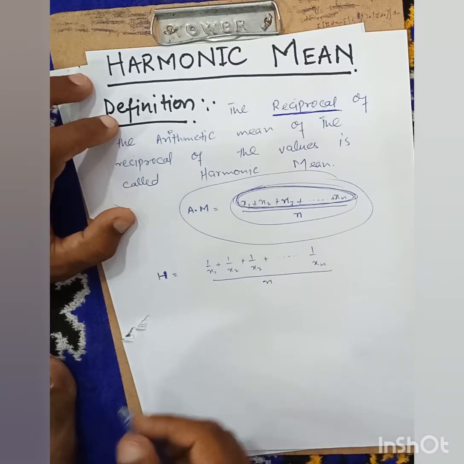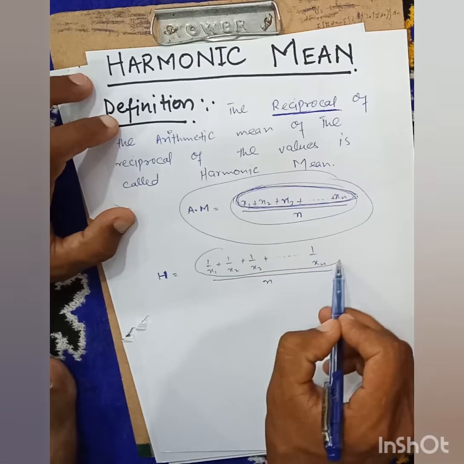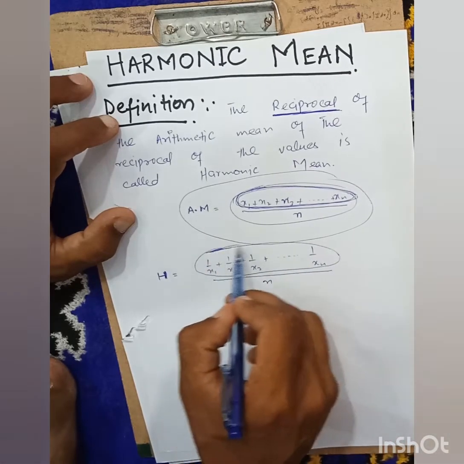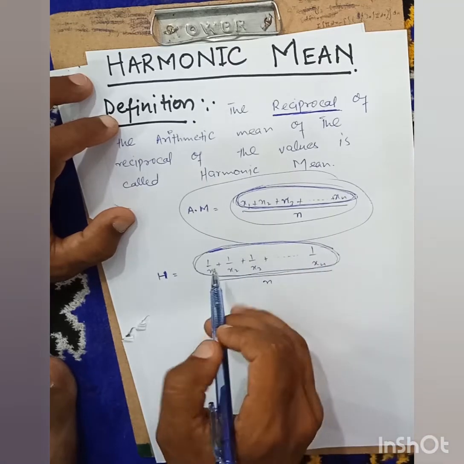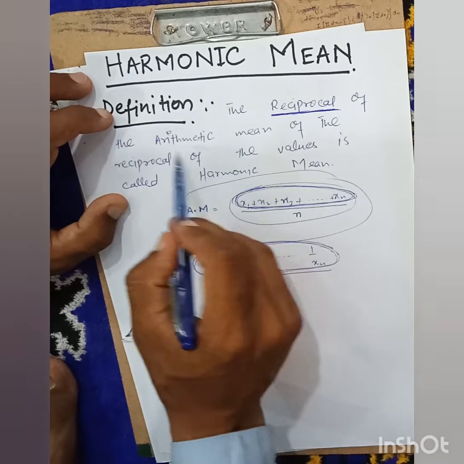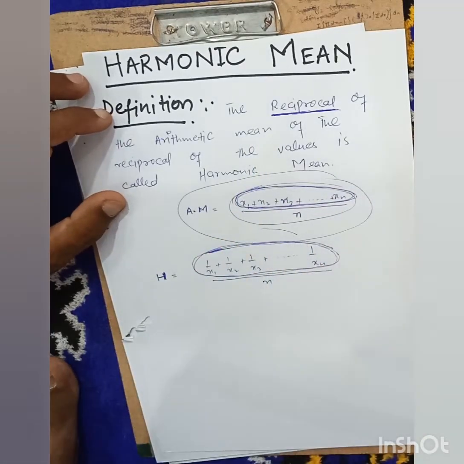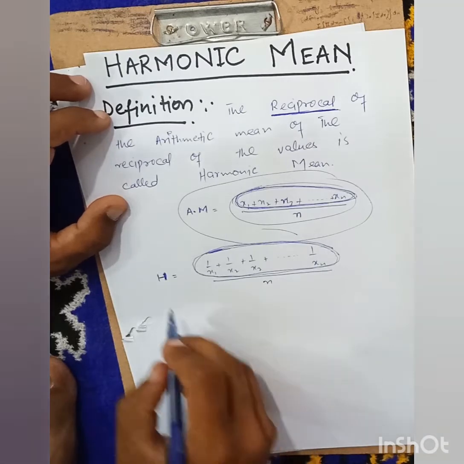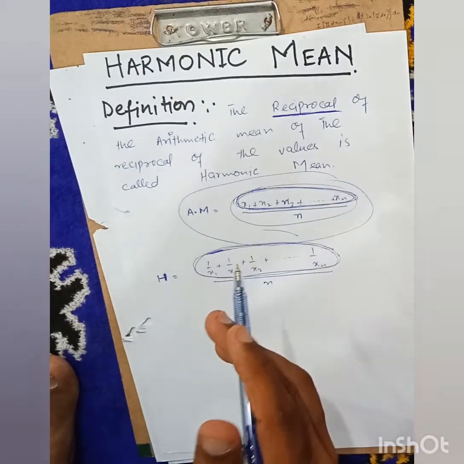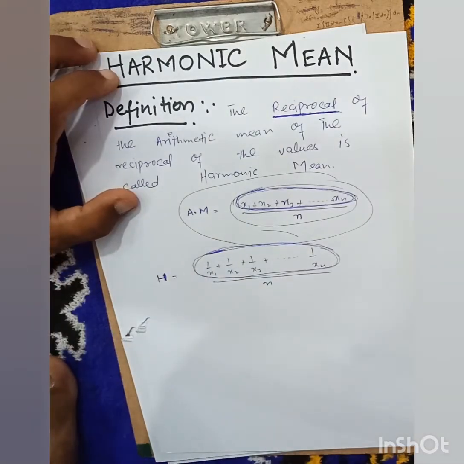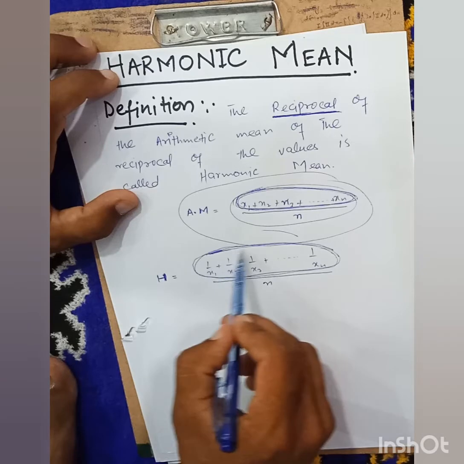But in the next step, we would take the reciprocal of the arithmetic mean. We would take as a whole the arithmetic mean, and we would take the reciprocal of the whole thing.